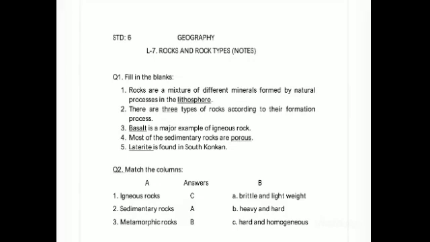Next question, boys, is match the columns. A column is the question. B column will be the answer. Answers are given in the middle in alphabets, but you have to write complete statements. The first one is igneous rocks.